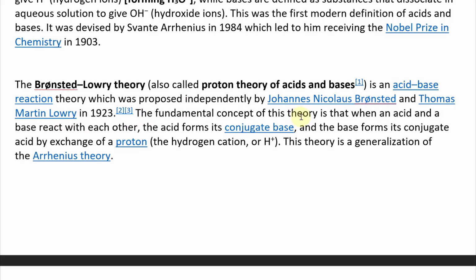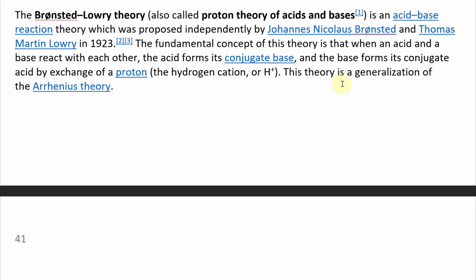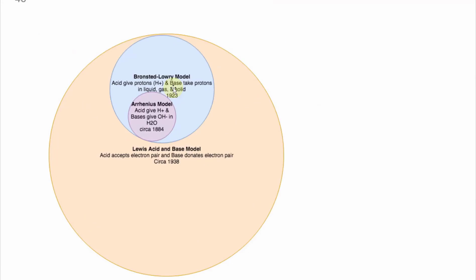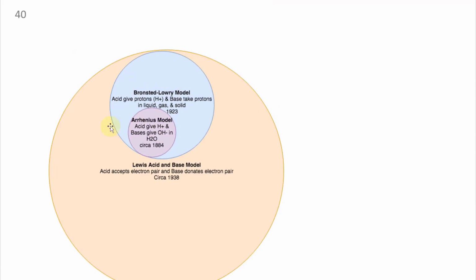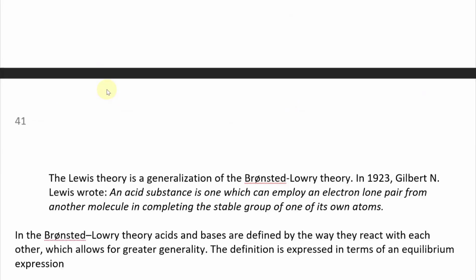The fundamental concept of this theory is that when an acid and a base react with each other, the acid forms its conjugate base, and the base forms its conjugate acid by exchange of a proton, the hydrogen cation, or H+. This theory is a generalization of Arrhenius theory. So Arrhenius theory is part of that, and this is more general of it, as opposed to just aqueous solutions.